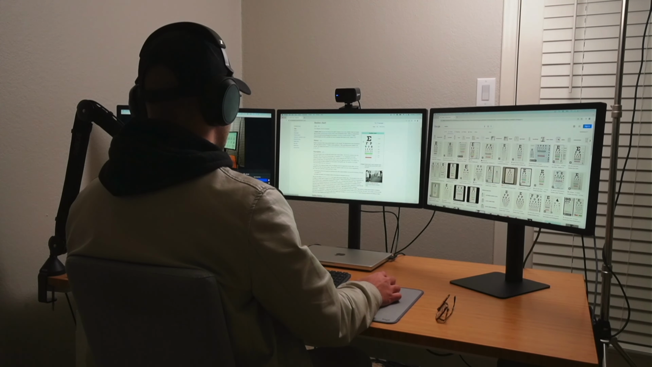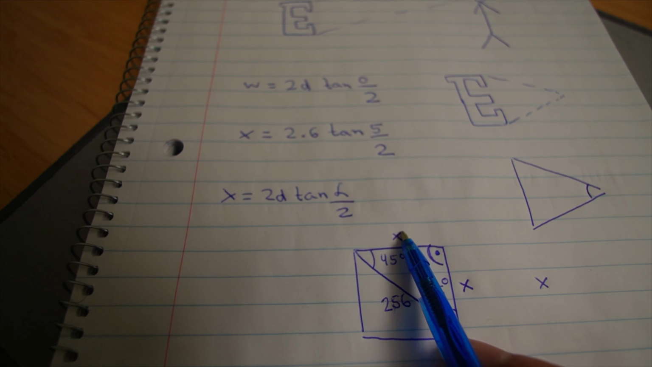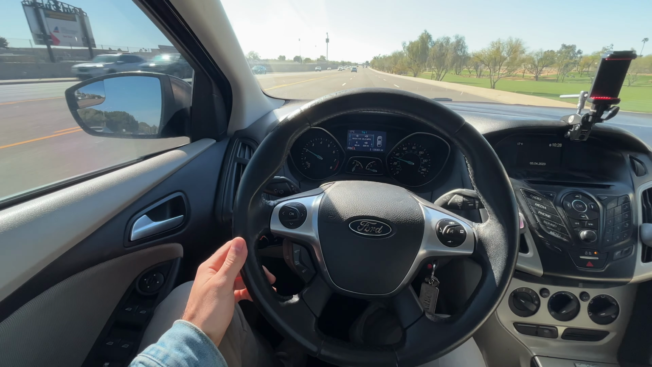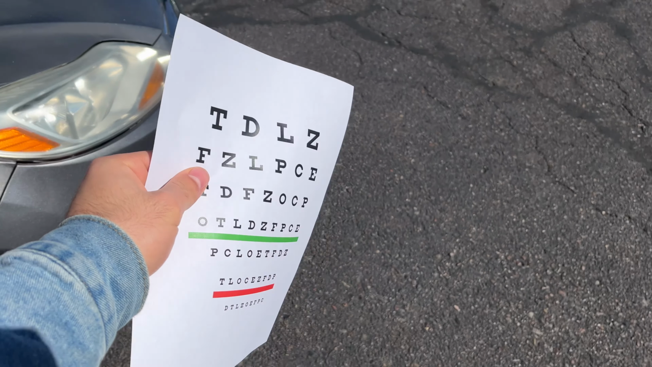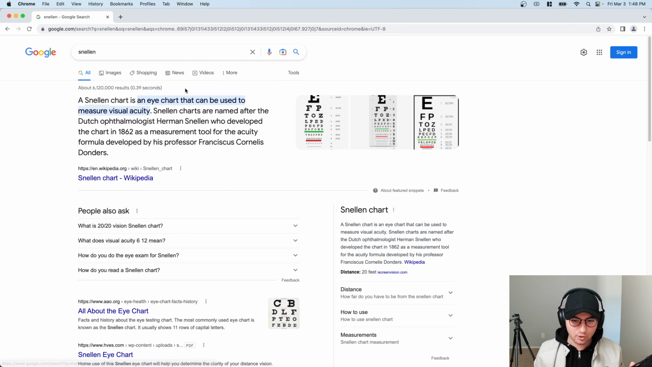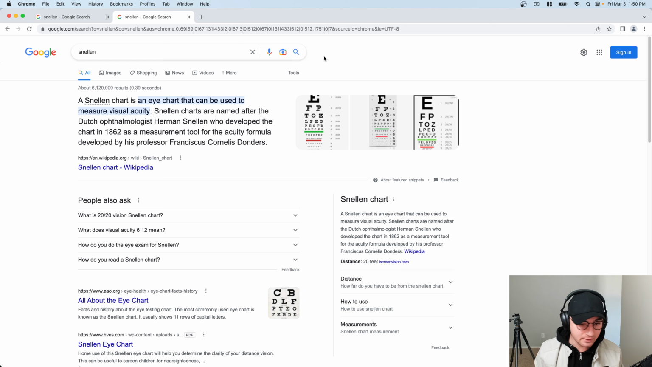I want to make an eye chart which you can use to measure your eyesight at home. Somebody had to do it. This is what I'm talking about. It's called a Snellen chart. Now, the problem with all of these is they're meant to be used at a different distance. How does one go about making their own Snellen chart?